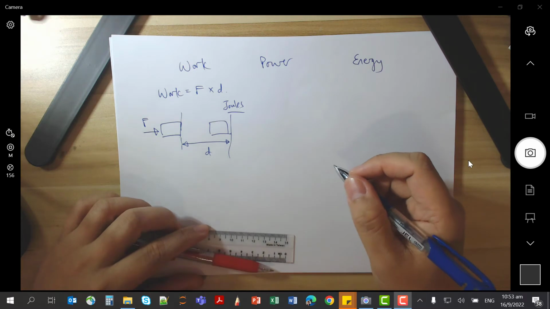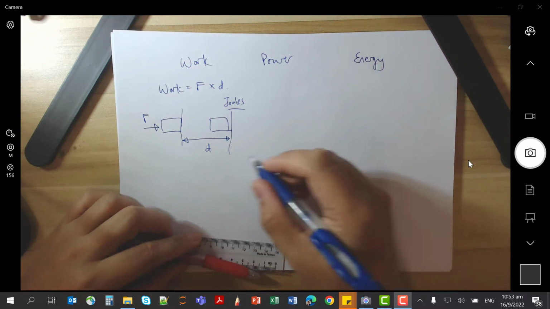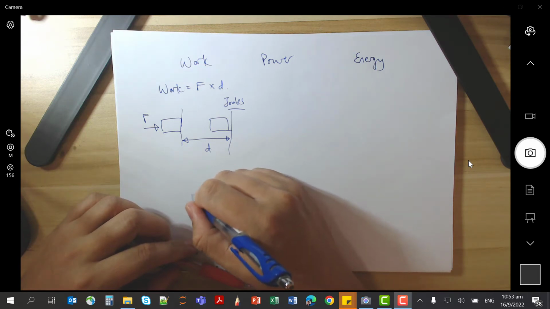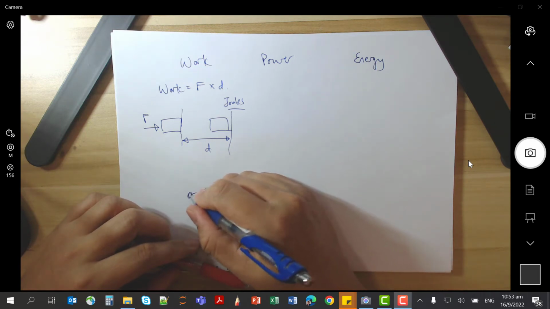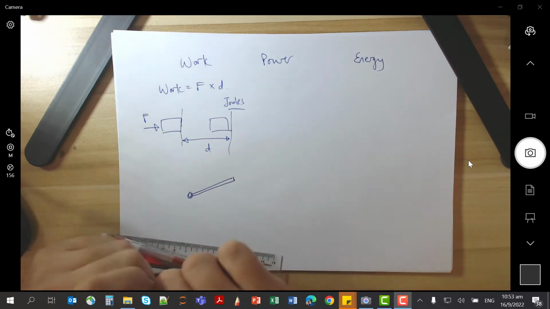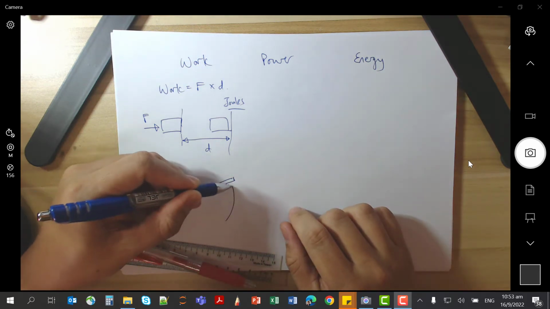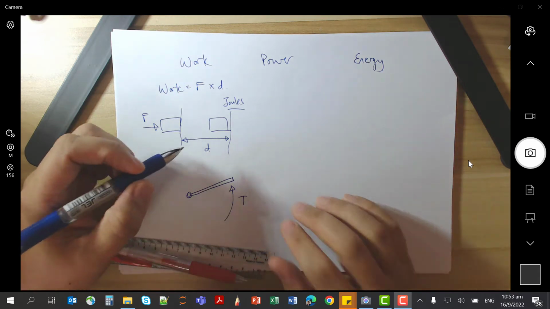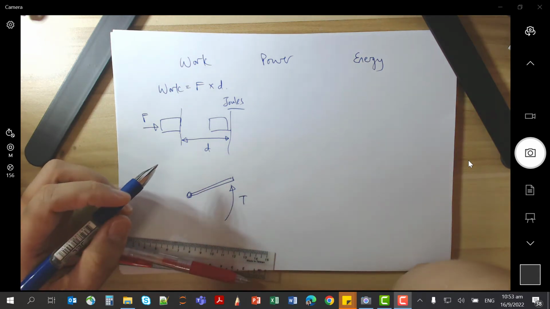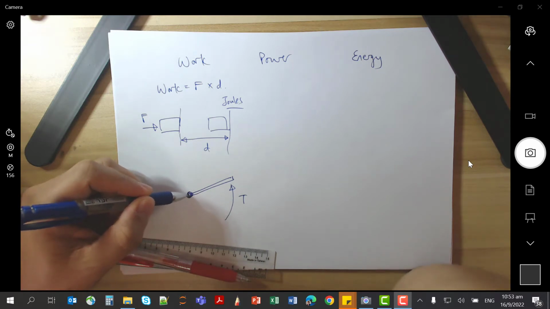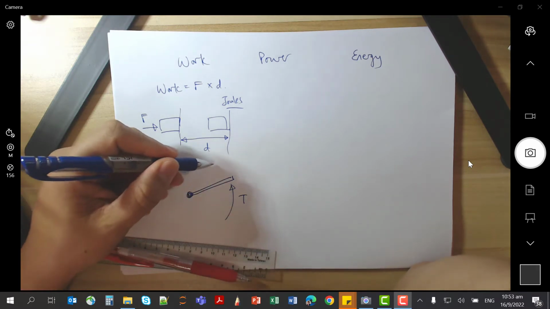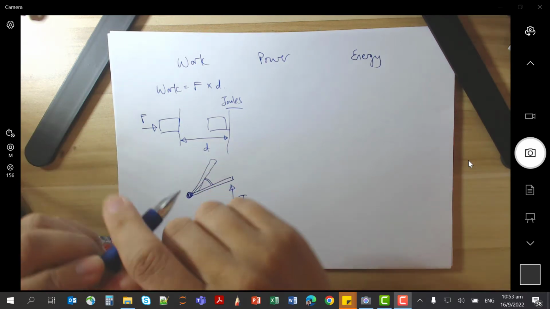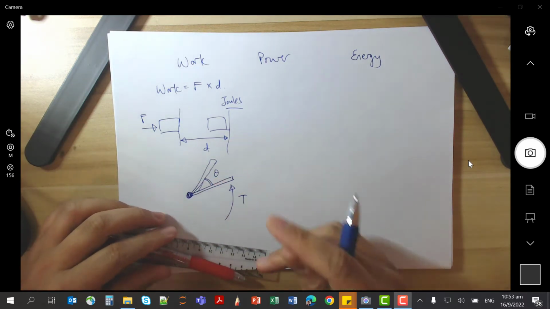The same thing can also be said if you are applying a torque. For example, if you have a lever and you are pushing the lever, applying a torque over a certain distance. But what distance are we talking about here? This center is definitely not moving, but the lever is moving. So the lever is moving over an angle of theta.